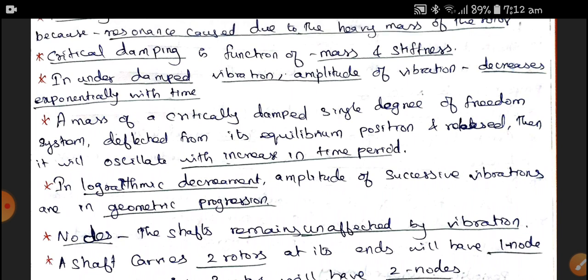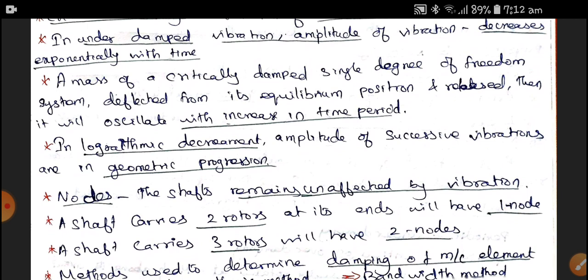And next, a mass of a critically damped single degree of freedom system is deflected from its equilibrium position and released. It will oscillate with an increasing time period. When the critically damped single vibration happens, it will increase the time period. And next one, the logarithmic decrement: the amplitudes of successive vibrations are in geometric progression.